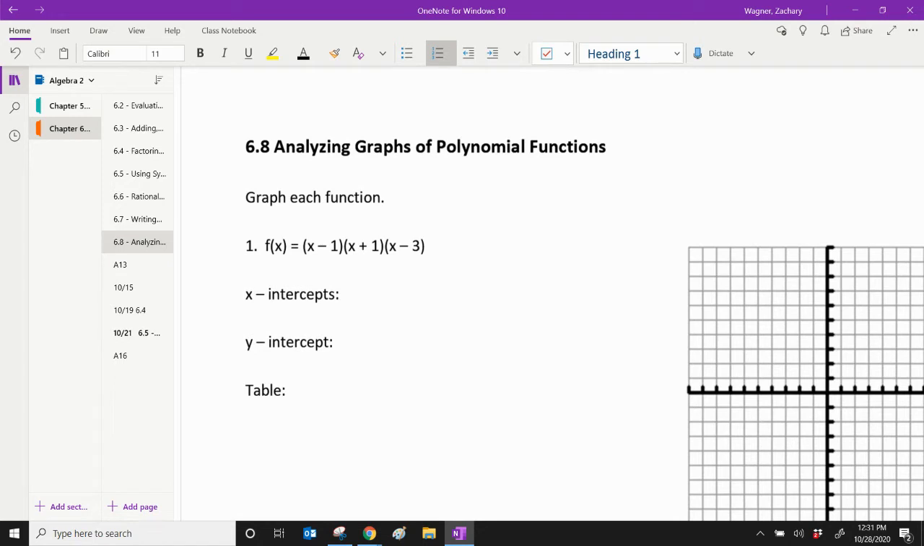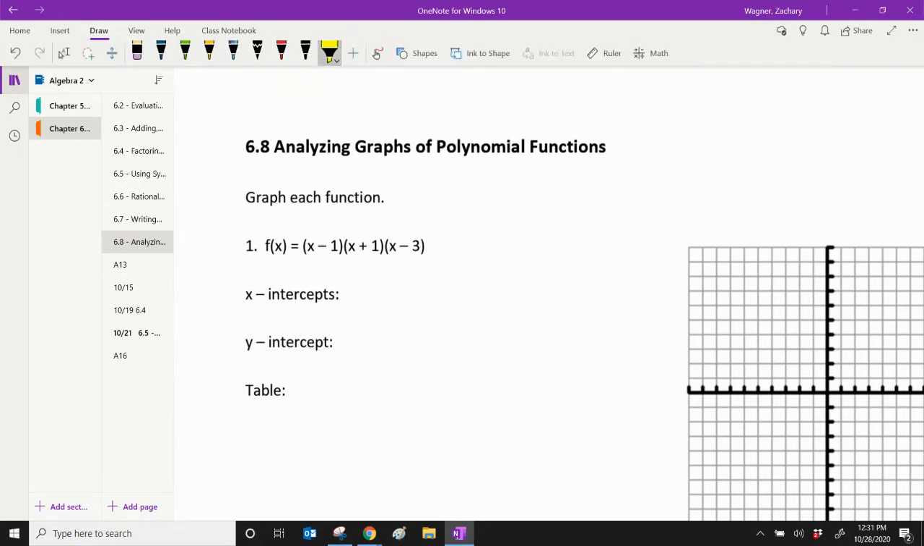6.8, analyzing graphs of polynomial functions. We will be able to graph polynomials. Now, luckily, we're going to do this in factored form.